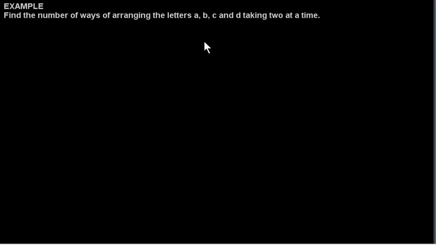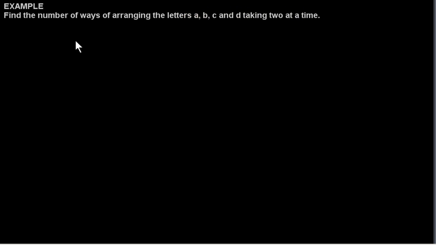In this example, we're going to look at permutations of objects by taking a certain number of them at a time. In previous examples, we took all the letters. In this example, we're going to look at the 4 letters A, B, C, and D and look at permutations of them, just taking 2 at a time. So let's just write out some of those permutations.